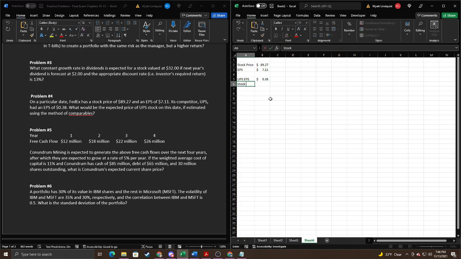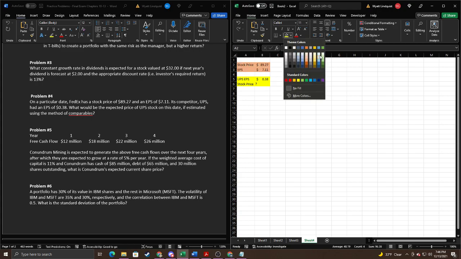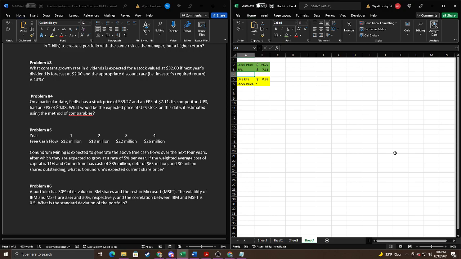So we're going to do stock price and put a question mark. So this is UPS stock. We'll make UPS yellow and FedEx will be green. I think FedEx is green, but green or blue, I can't really remember. And I'm pretty sure UPS is blue, not yellow. But either way, we're trying to compare these two stocks.